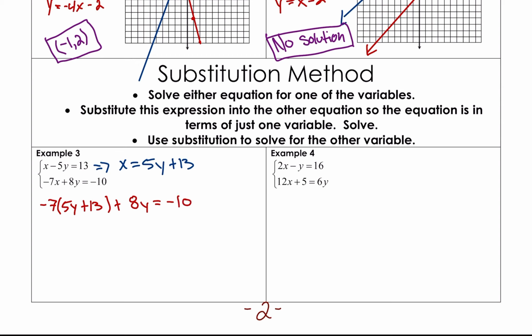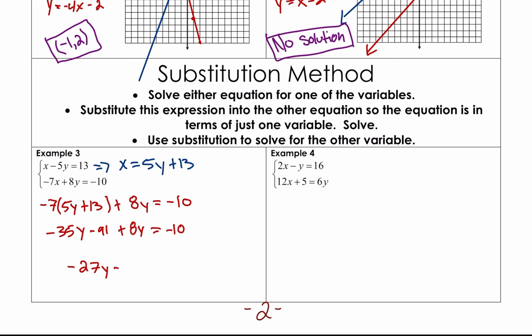Now I have an equation with only one variable, and we've been solving these for a long time, so I know how to solve this. I'm going to distribute this -7 as my first step. -7 times 5y is -35y, and -7 times 13 is -91, and we still have plus 8y, and that's equal to -10. I'm going to combine my like terms. I've got a -35y and an 8y. That's going to combine into -27y.